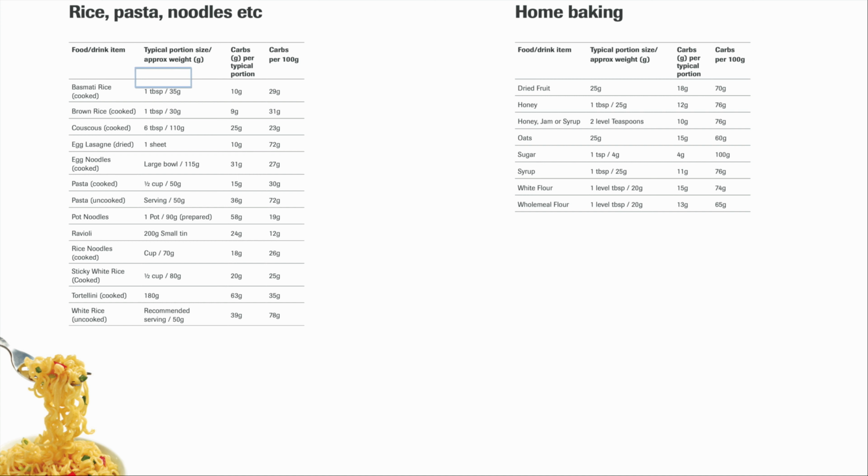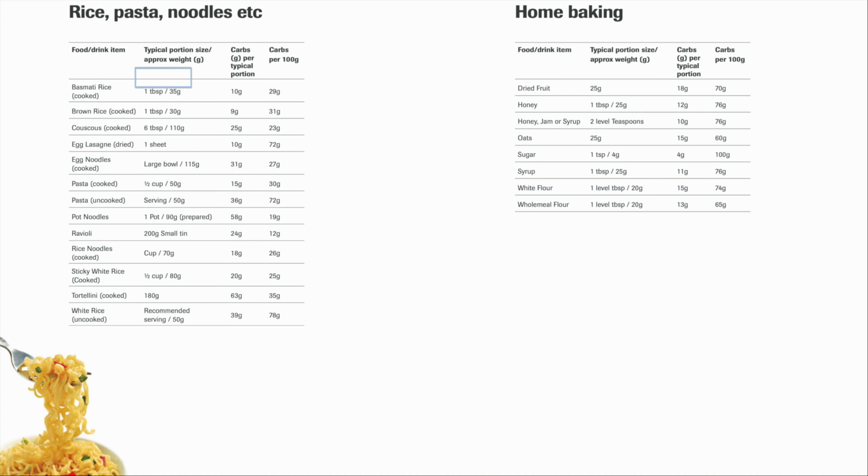So now let's weigh our serving. To do this, we need to turn on the scales. We then need to place our plate on the scales. We then need to select 0 or tare. And now the scales will read 0. So now let's weigh my rice. So the weight of my rice is 70 grams.